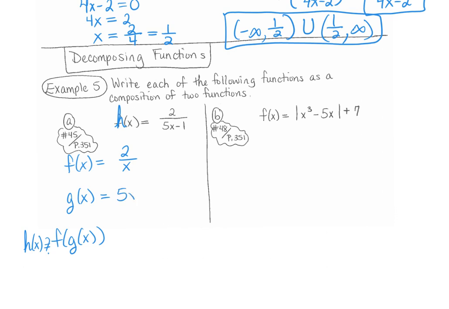5x minus 1. Good. As Lisa said, it's 5x minus 1. So let's make sure we understand what we're doing. We need to identify two functions such that when we compose them as f composed with g of x, we get this function back.